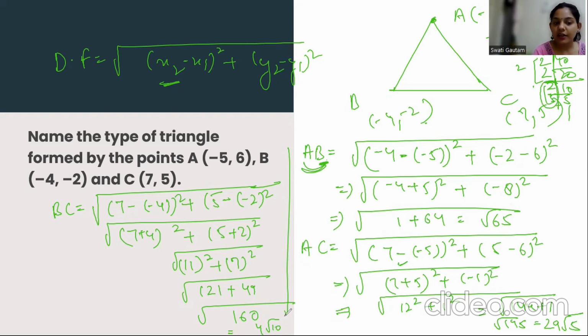So I have to put it under root. So 2, 5, 10. And 2 this and 2 this multiply, so we'll get 4. So none of the sides is equal. Therefore, this is a scalene triangle. This is a scalene type of triangle in which none of the sides is equal. AB is different, AC is different, and BC is different. So that's why this is a scalene triangle, right? Now moving towards the next question.